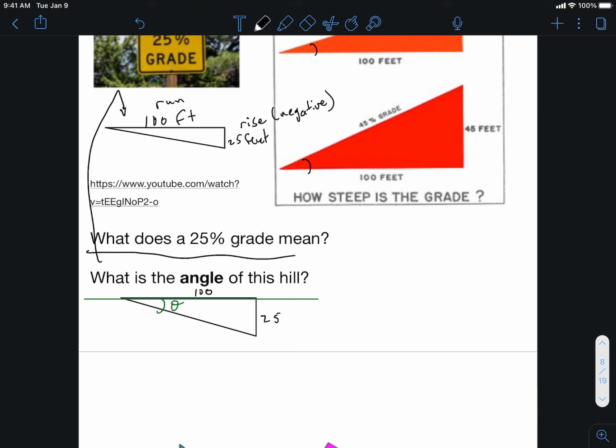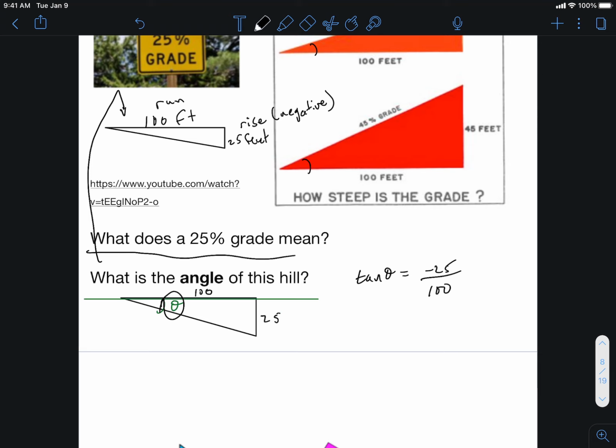I'm just going to actually calculate this theta now. Okay, I have two pieces of information. I'm going to use the tangent ratio. So I'm going to write tan theta is equal to rise, say negative 25 over 100.